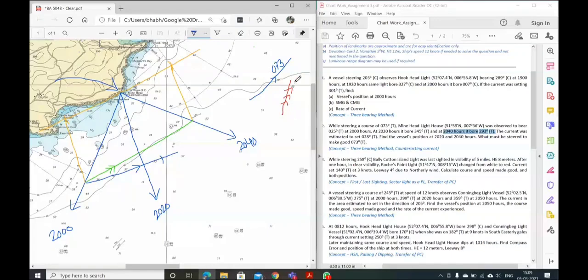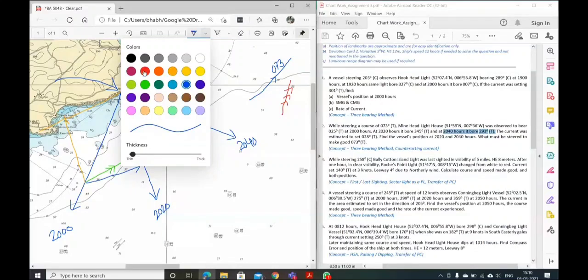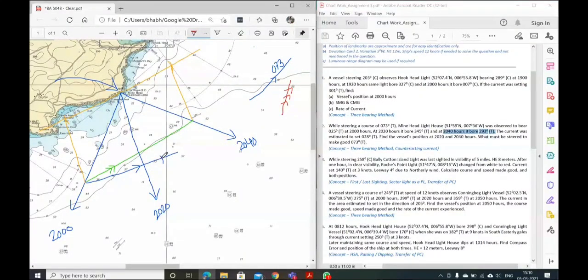Okay, now the current set is also given to me. The set is 028. So let's apply the set of the current. So wherever the course steered vector ends, I apply the set of the current. And my triangle is complete. So once the triangle is complete, now we can transfer the first PL to this point where the triangle ends. You can call these points as A, B, and C.